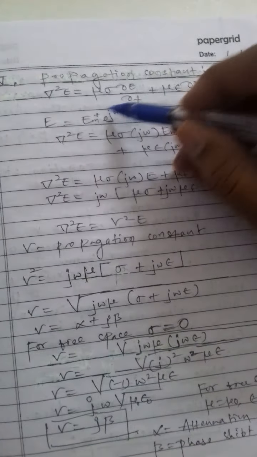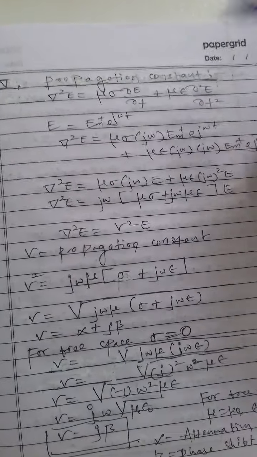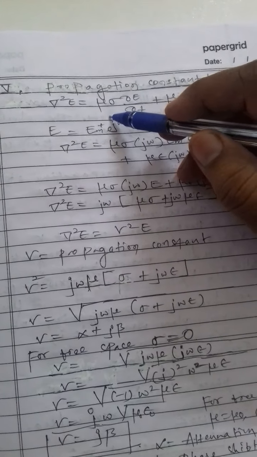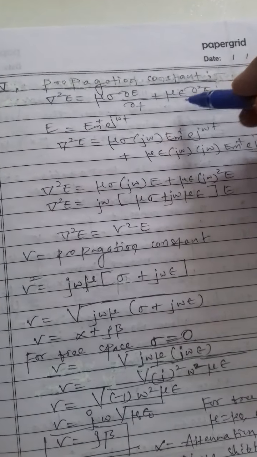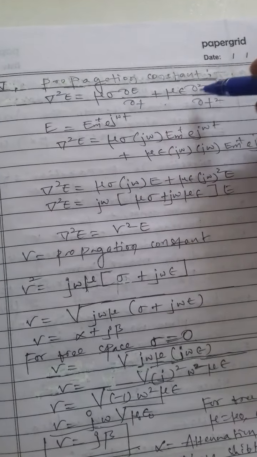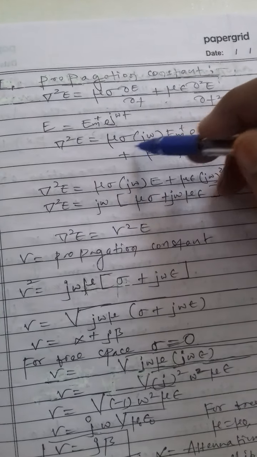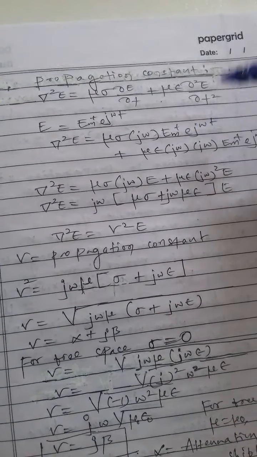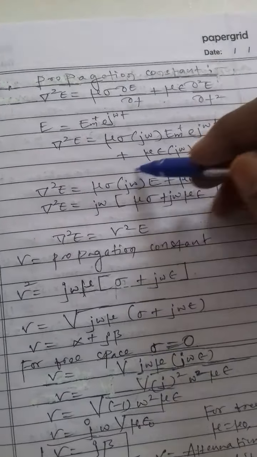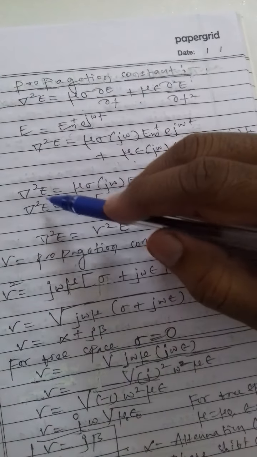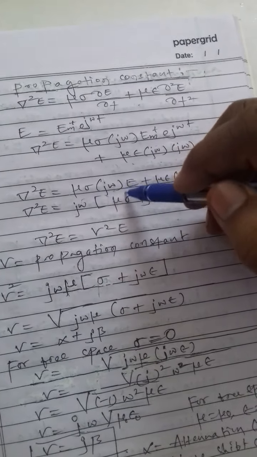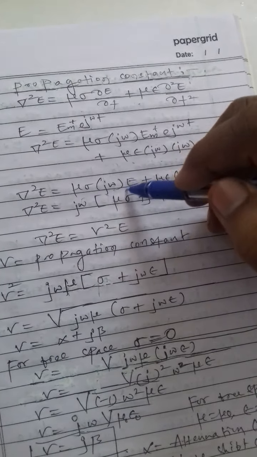The propagation constant: del square E is equal to mu sigma dou E by dou t plus mu epsilon dou square E by dou t square. Let E be equal to Em plus e raised to j omega t. Then del square E is equal to mu sigma j omega Em plus e raised to j omega t plus mu epsilon into bracket of j omega square into Em plus e raised to j omega t. So del square E is equal to mu sigma into bracket of j omega into E plus mu epsilon into bracket of j omega square into E.